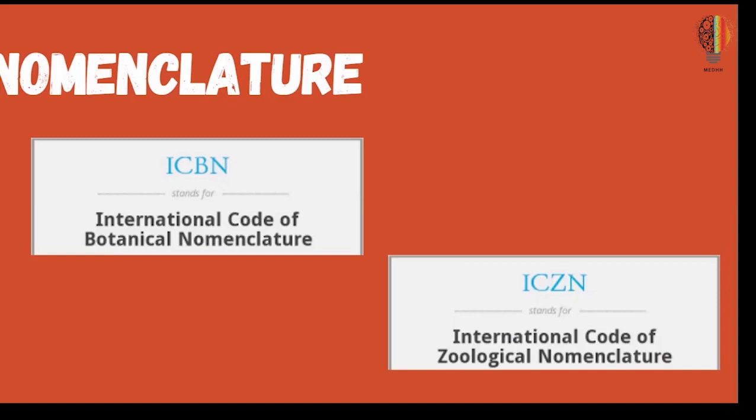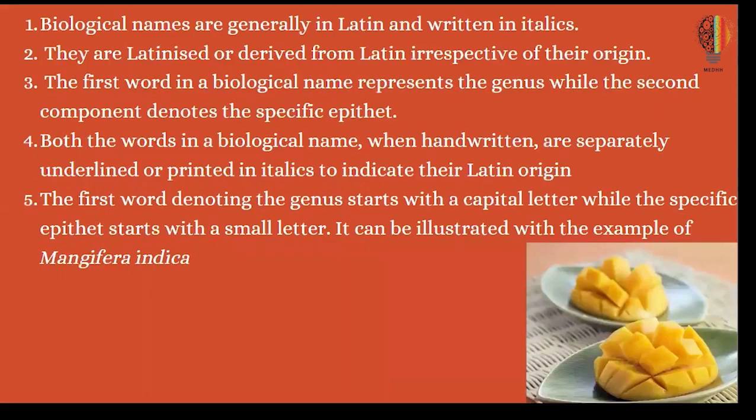One of them is ICBN, that is International Code of Botanical Nomenclature, which looks after the naming of plants. And ICZN, that is International Code of Zoological Nomenclature, which looks after the naming of animals. So we'll have a look at the rules and code which have to be followed while giving a scientific name to the organism. We will discuss in detail by using an example. We'll read it out from here and we can do it on the whiteboard.